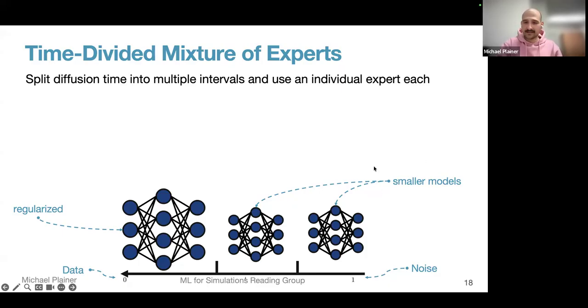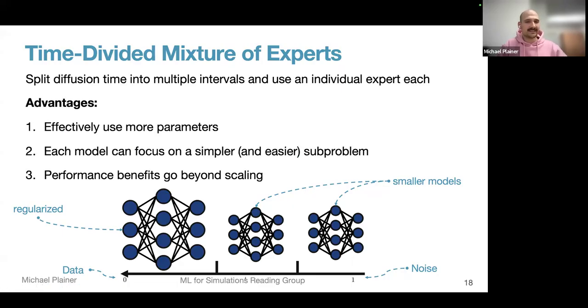And here we can use smaller models because, as I said before, just mapping Gaussians to Gaussians is a simpler task, and we don't need the energy-based parameterization. Whereas here, we probably need a larger neural network, and this is the network we want to apply the regularization to.